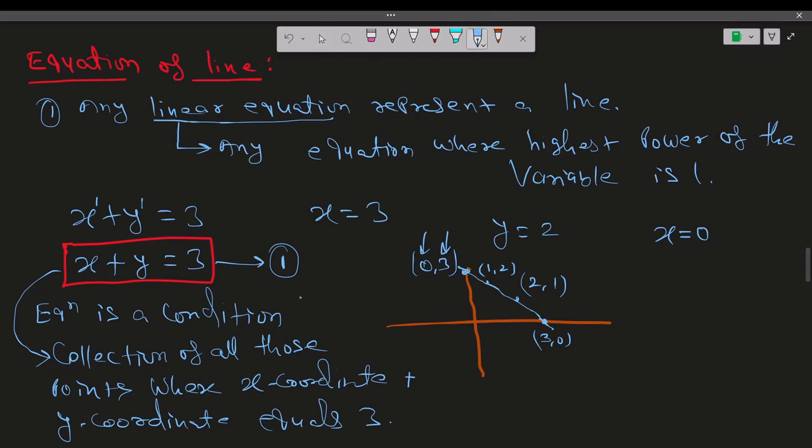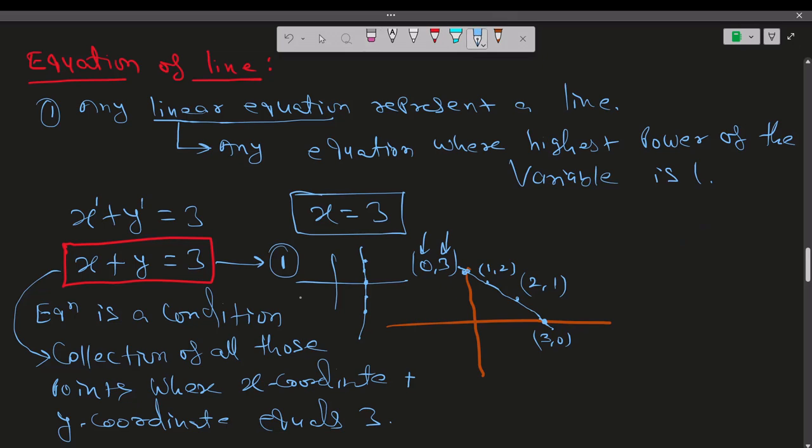Here, when I write x equals 3, I want all those points where x coordinate is 3. So this point has x coordinate 3, similarly this point, and this point, and this point. X coordinate equals 3 means distance from the y axis must be equal to 3. So this time your line will be like this. Similarly, we can get all the lines like y equals 2 or x equals 0.